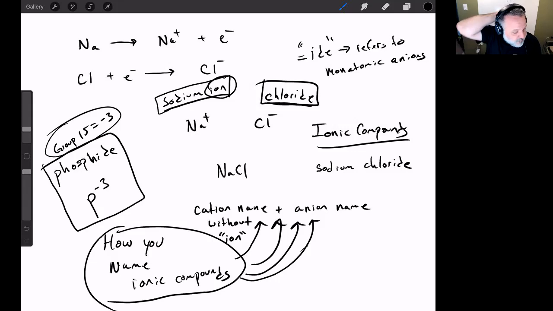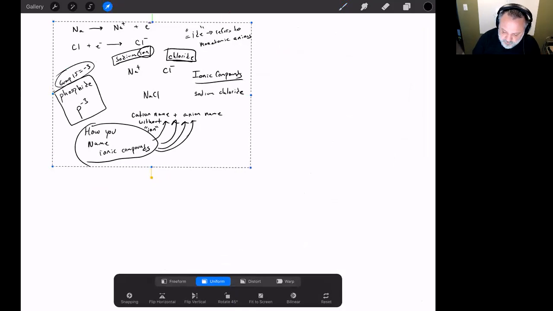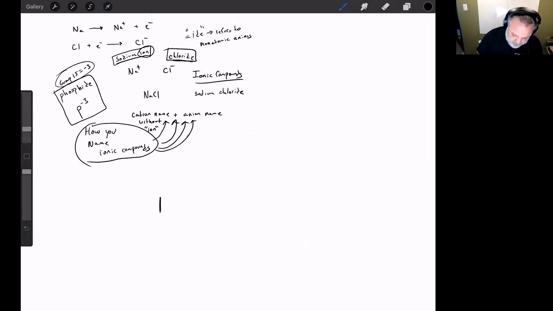So if you have a compound that's made with something a little bit more complicated, let's think about Fe2+. Let's do Fe3+. Remember how we call this. This is a transition metal, and transition metals can take on multiple charges. And so we have to use Roman numerals in the name.